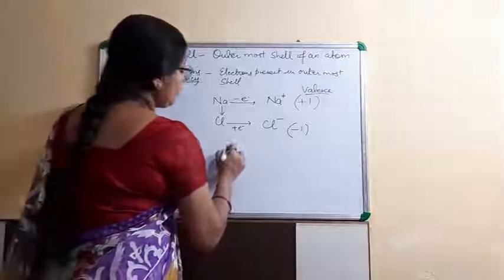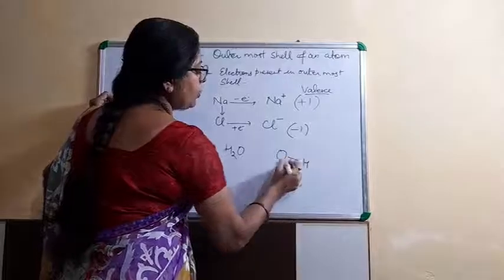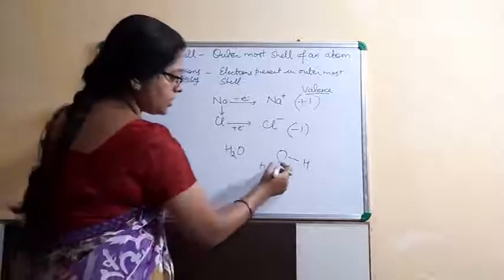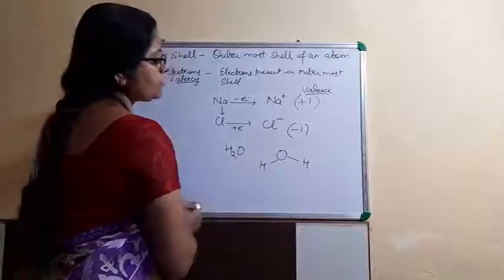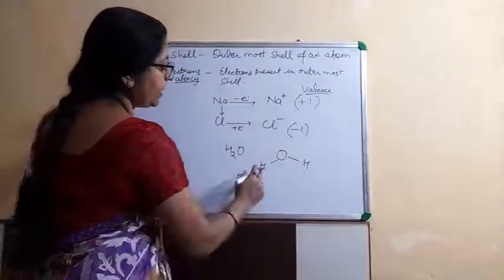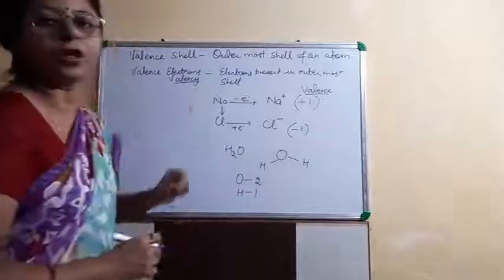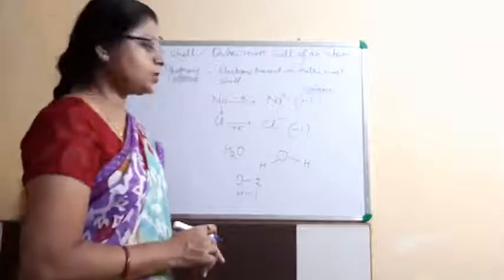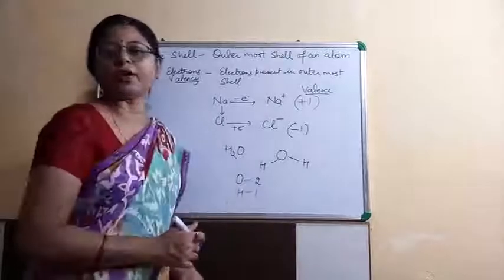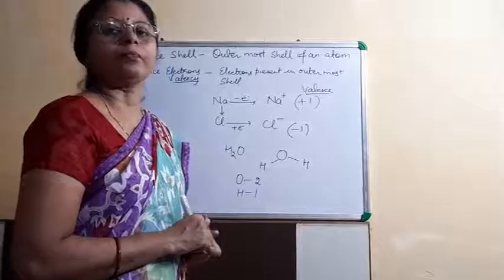Now in the water molecule H2O, oxygen forms a bond with 2 hydrogen atoms. So the combining capacity of oxygen is 2 here because it forms a bond with 2 hydrogen atoms. But the combining capacity of hydrogen is 1 because it forms a bond with only 1 oxygen atom. So the valency of oxygen is 2 and the valency of hydrogen is 1. The combining capacity of an element is called its valency.